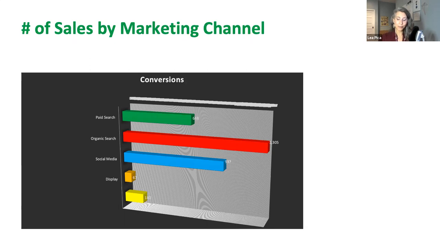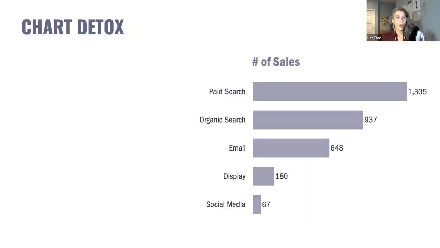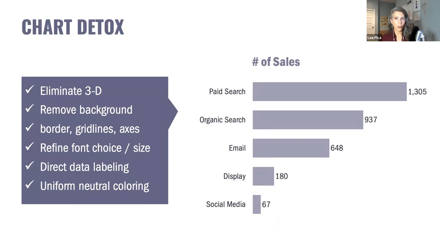presets in Excel. And what a truly detox chart looks like after the fact, where we've eliminated 3D, I've removed the background, border, grid lines, and axes. I've refined the font choices to be more clear. I've labeled data directly to get rid of excess legends. And notice uniform, neutral coloring, okay? I've colored this to an emotionally neutral gray, which might be like, oh, well, it's boring.